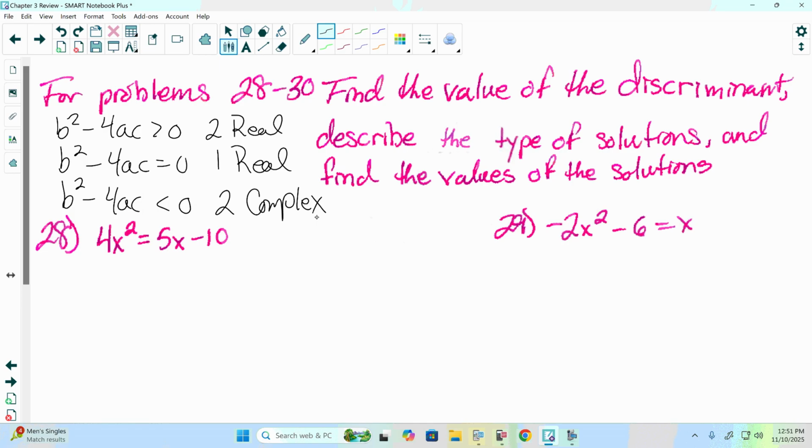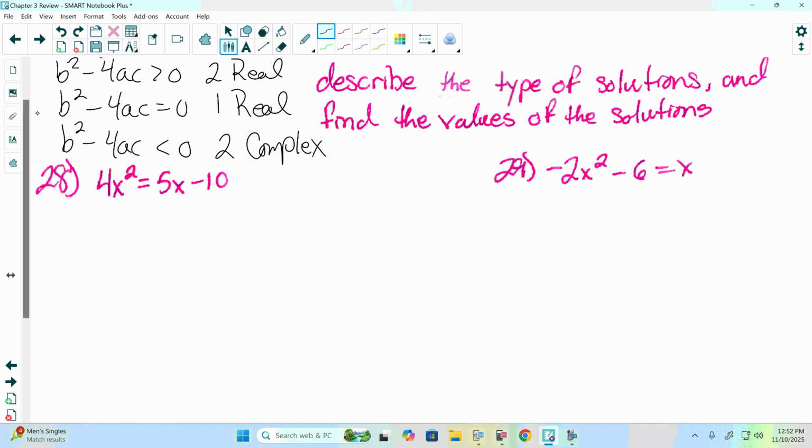On the test for this part, it's going to ask for the value of the discriminant. It wants to know what b squared minus 4ac is, its value. And the number and type, so either 2 real, 2 complex, or 1 real. That's it. I'm not asking you to solve it on the test for these.